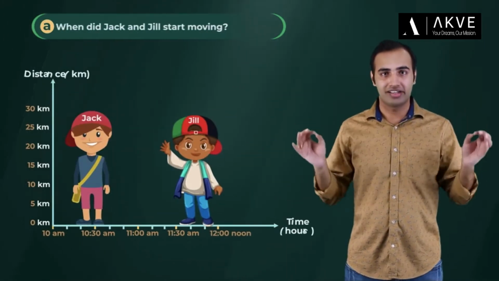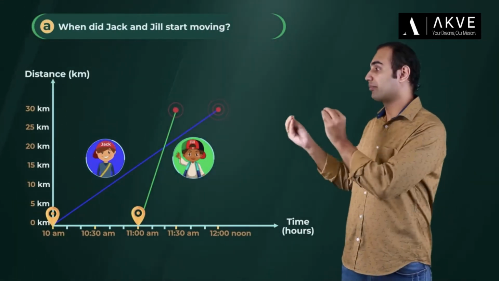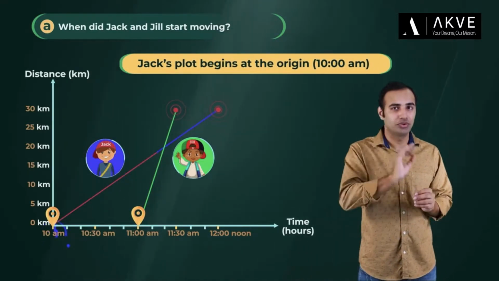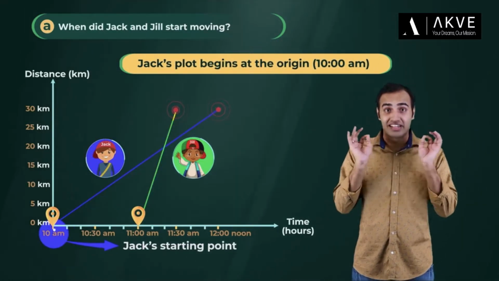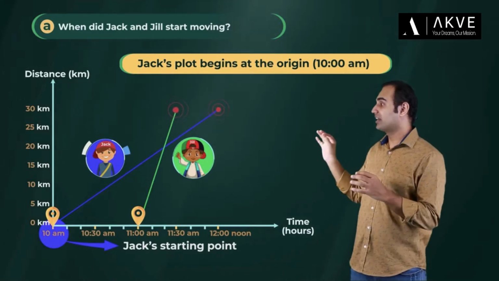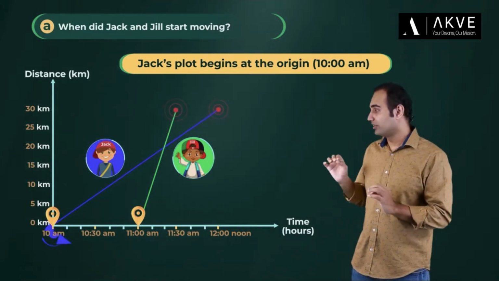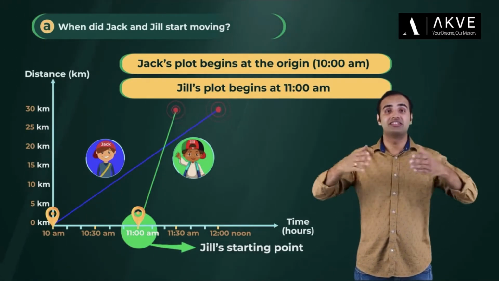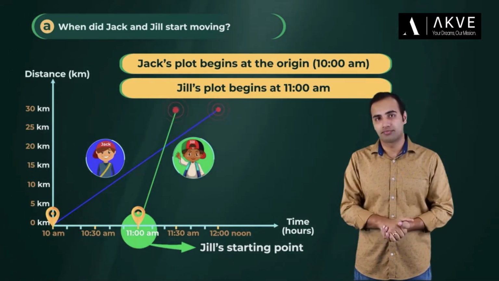The answer to part A can be easily found directly from the graph. You can see that Jack's plot begins exactly at the origin, where the time is 10 am. So we can say that Jack started to move at 10 am. On the other hand, Jill's plot begins at 11 am mark. So we can say that Jill started to move at 11 am.